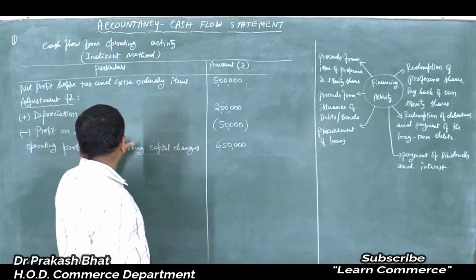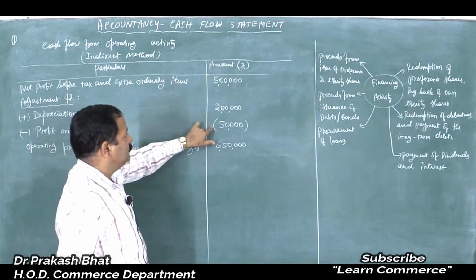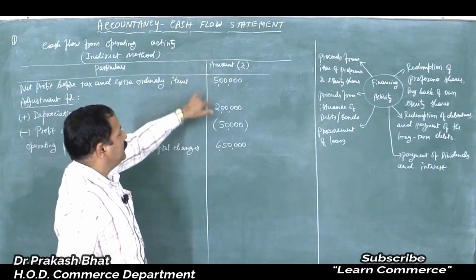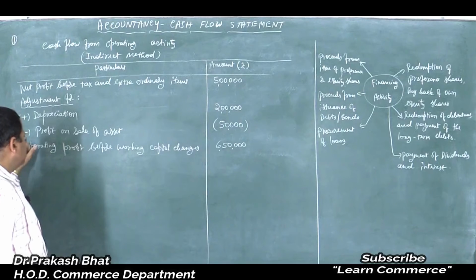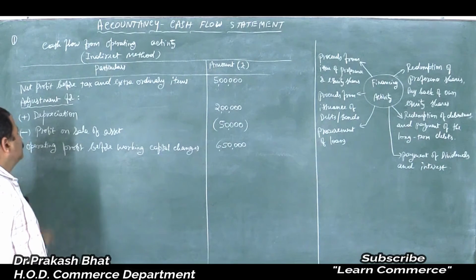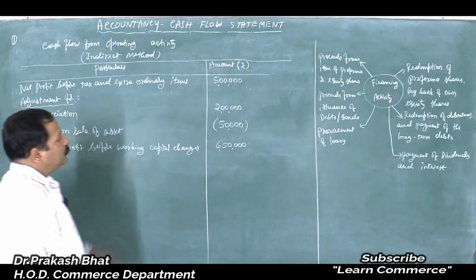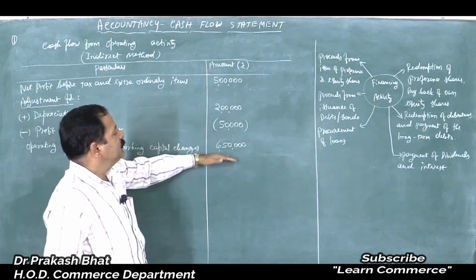Then add profit on sale of asset, 7 lakh. Like that it will continue. Here, if you have deducted it, you have to add back, isn't it? So that is what you have to do here. You are going back here. From here you will be going back, isn't it?